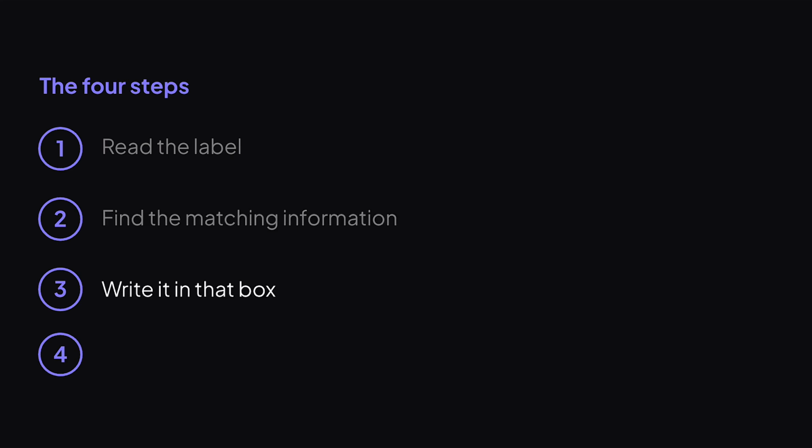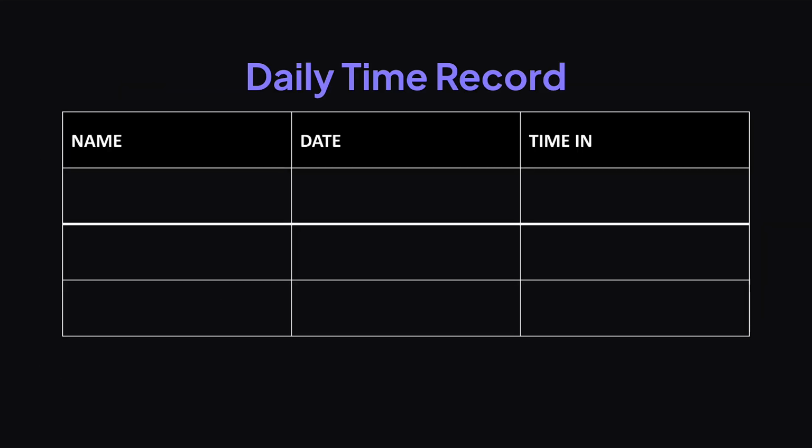Step 3. Write it neatly in that box. Your writing helps other people read the form correctly later. And step 4. Check your work. Does each label match its information? Quick check can catch small mistakes before they become bigger problems.